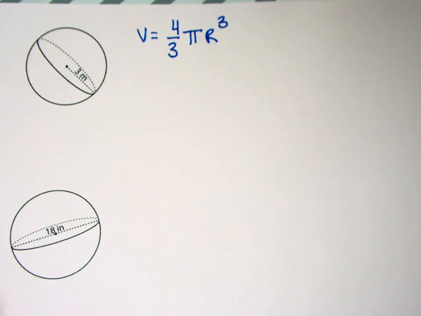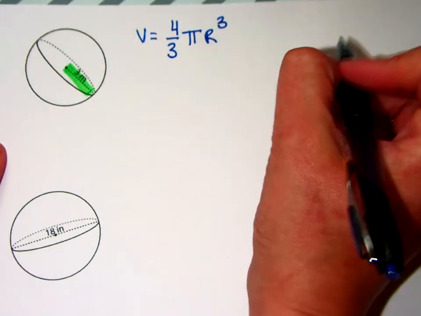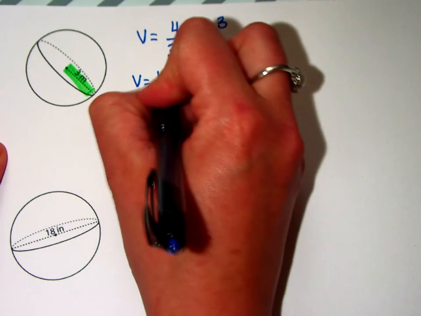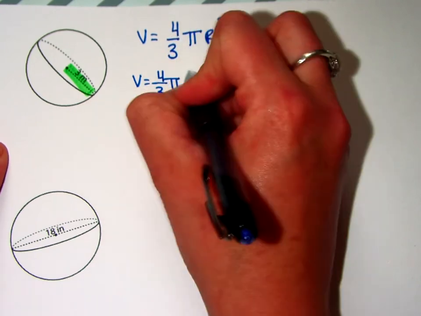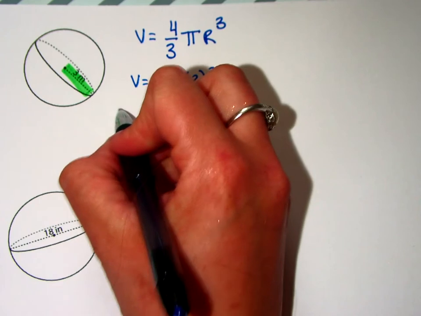So I'm going to look at my picture. I have a center to a point on the circle, so my radius is 3. So volume equals 4/3 pi, 3 cubed. There really is no easy way to remember this formula. You just need to learn it. So what we're going to do is exact volume.